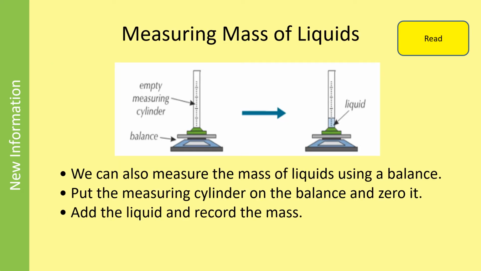You can also use a mass balance to measure the mass of a liquid. The only thing you have to be careful about is not to include the mass of the measuring cylinder. So in this case, you set up the mass balance, zero it, put the measuring cylinder on the balance and zero it again, and then add the liquid and record the mass.